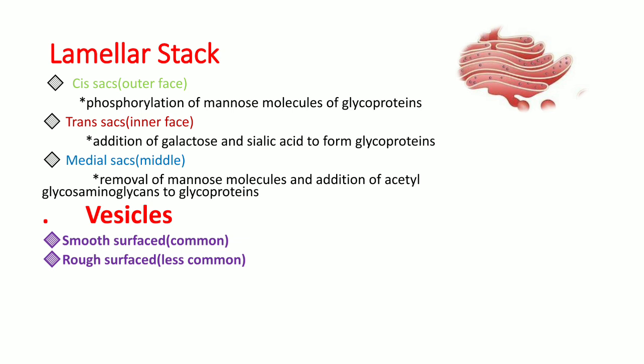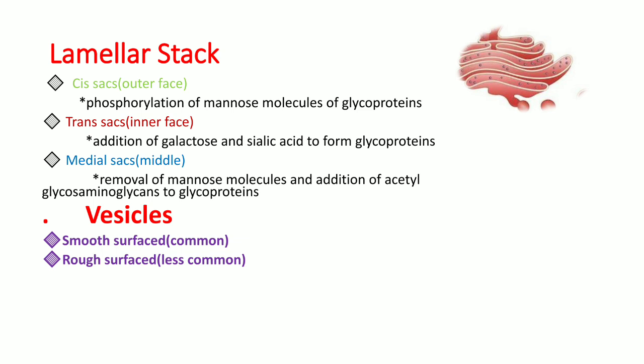Next, lamellar stalk. There are three types, that is cis sacs, trans sacs and medial sacs. Cis sacs are found in the outer phase, trans in the inner phase, medial in the middle phase. So these three sacs have their own functions. We can look into that.